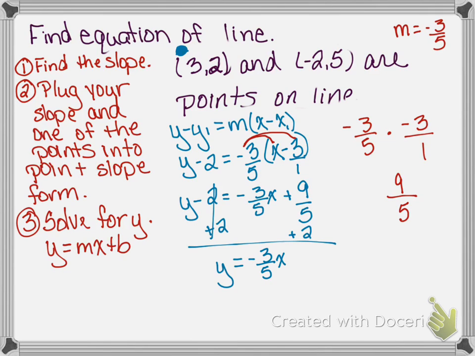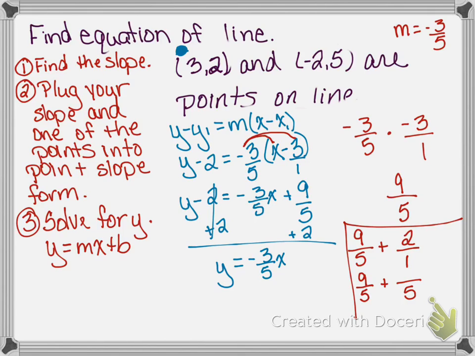Now I'm going to do my fraction work over here on the right. I'm going to do it again right here. I have 9 over 5 plus 2 over 1. I've got to have a common denominator. What's my common denominator? 5. Good.